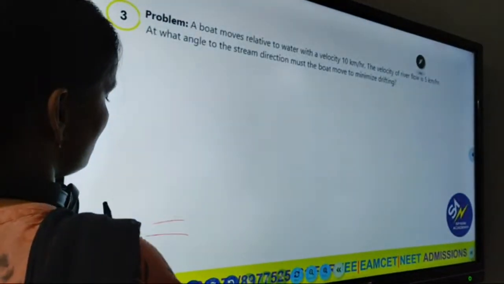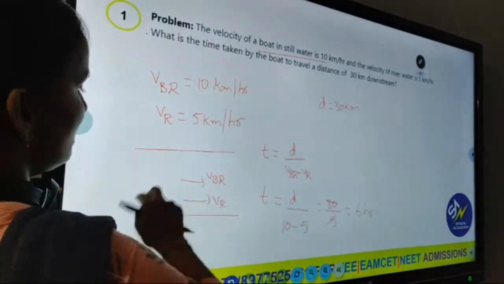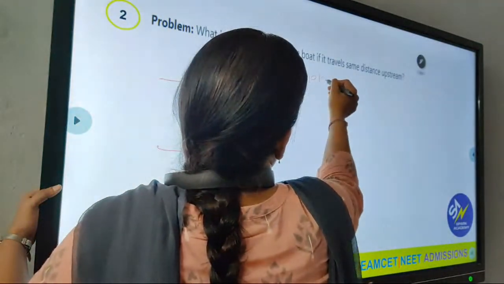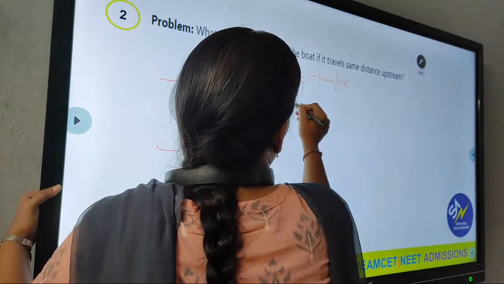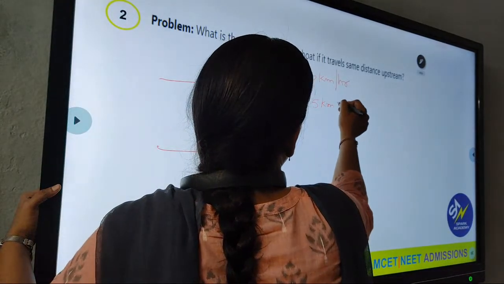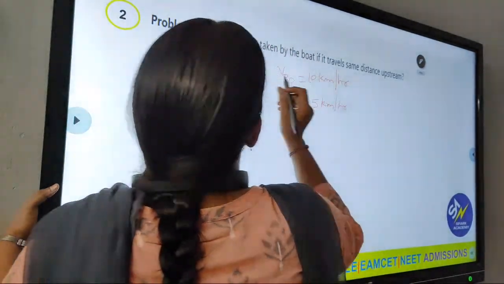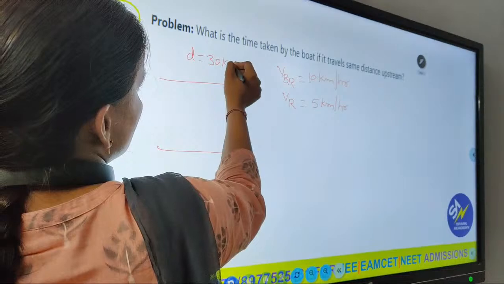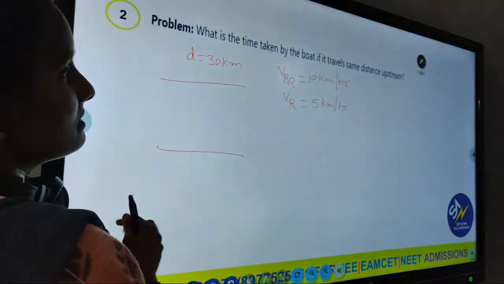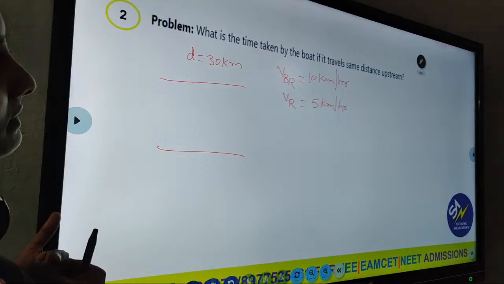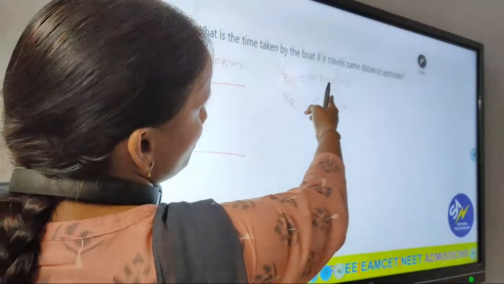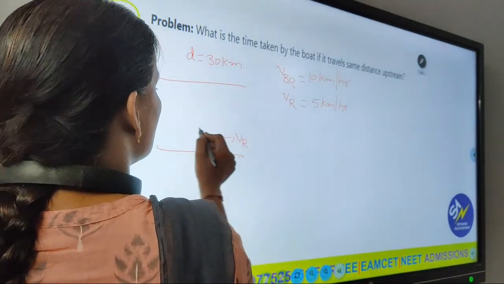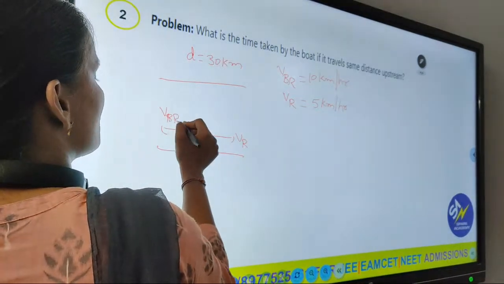So let us write those values again. VBR is 10 km per hour, VR, the velocity of the river flow, is 5 km per hour. And they are asking the time taken, and the distance travelled is given as 30 kilometers. The values are from the previous question, but we are finding it for upstream. The river flow and relative velocity are in opposite directions.